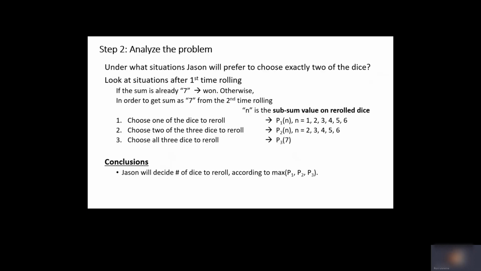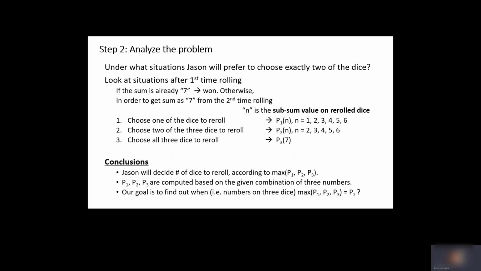Conclusions. Jason will decide the number of dice to reroll according to the max value from P1, P2, P3. P1, P2, P3 are computed based on the given combination of 3 numbers on the surfaces of the 3 dice. Our goal is to find out when the max value equals P2, which is when Jason chooses 2 of the 3 dice to reroll.